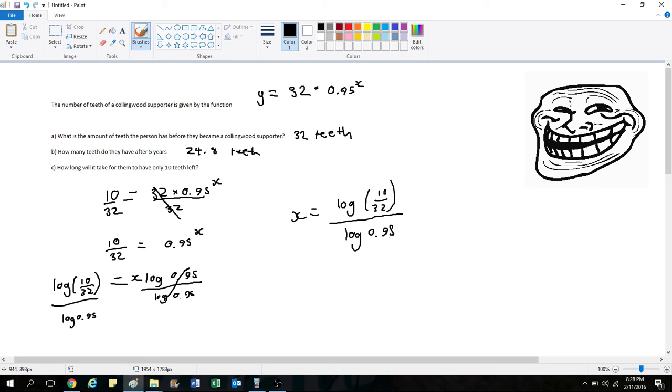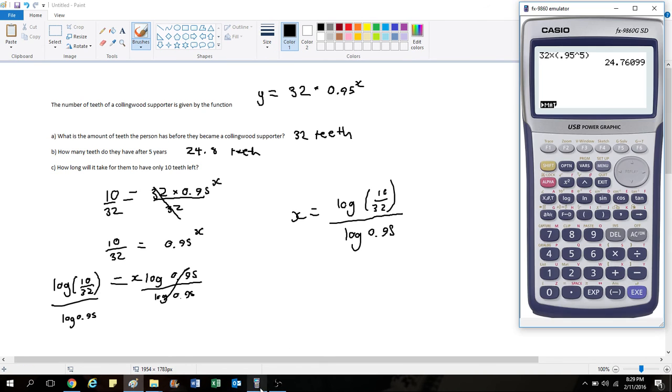Now sometimes the question might ask for the answer in exact form. This is exact form because it doesn't round off any decimal places. If it asks for it in decimal form, that's when you go ahead and put these values into your calculator to solve them. Let's just do this one first. 10 on 32 is 0.3125, so we have log of 0.3125 divided by, now I should have put brackets around the first one as well, log of 0.95.